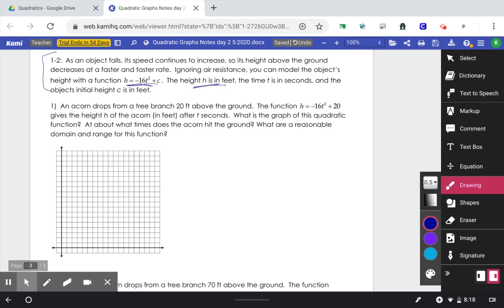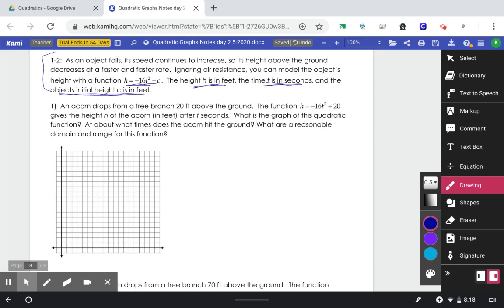It says h is the height in feet, so that's the height that the object will be at. T is the seconds, so that's after how many seconds it has been falling. And C is that initial height. Okay, initial height means like, where did you start? Where did you drop that object from?